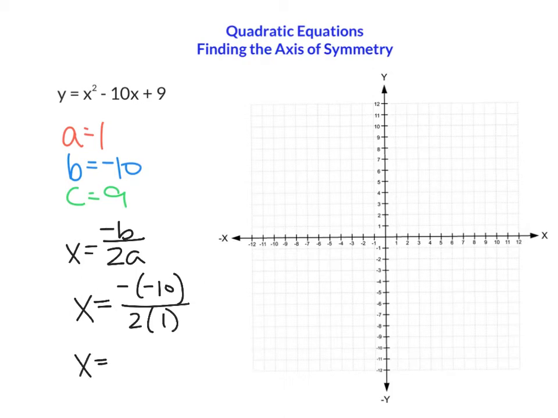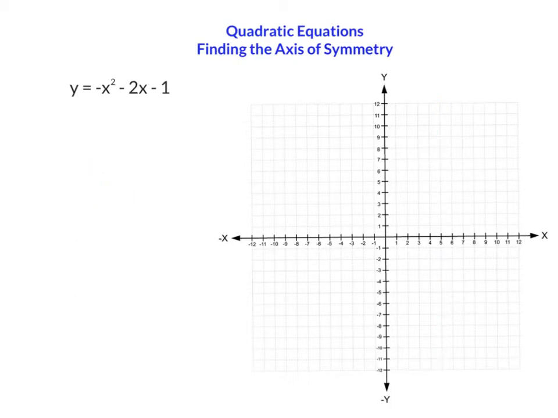So x is going to equal, let's see, -10 is a +10 divided by 2, which is going to give me 5. So my axis of symmetry would actually be at x equals 5. So if I go over here, I can actually draw a dashed line at what that axis of symmetry will be for my graph. This information is also going to help us to find our vertex. But let's look at another example.